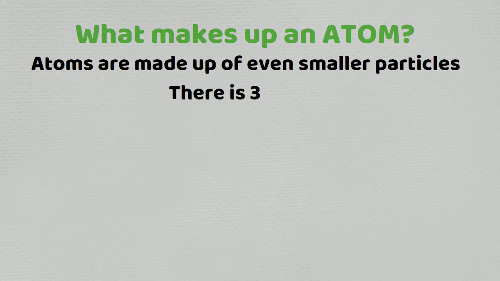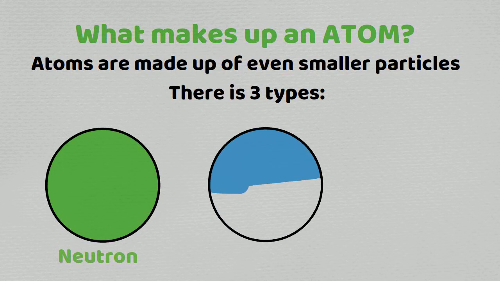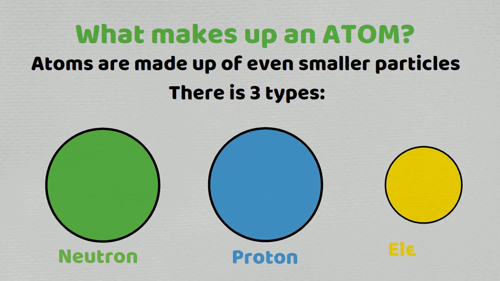What makes up an atom? Well, atoms are made up of three even smaller particles: neutrons, protons, and electrons. Neutrons, which are uncharged, protons, which are positively charged. These two particles are found within the nucleus. Electrons are negatively charged, and these orbit around the nucleus in the electron shell.